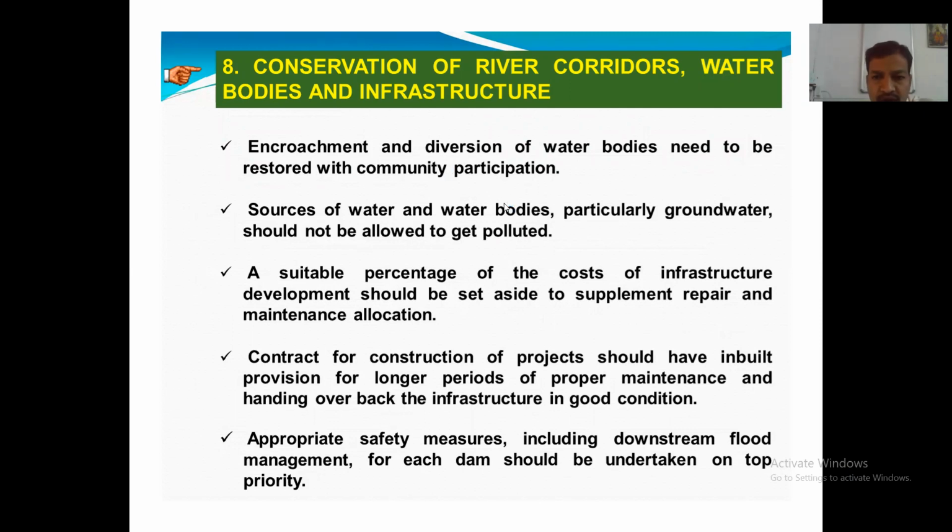Conservation of the river corridors, water bodies, and infrastructure. Conservation means conserving the sources of water from where water is available.